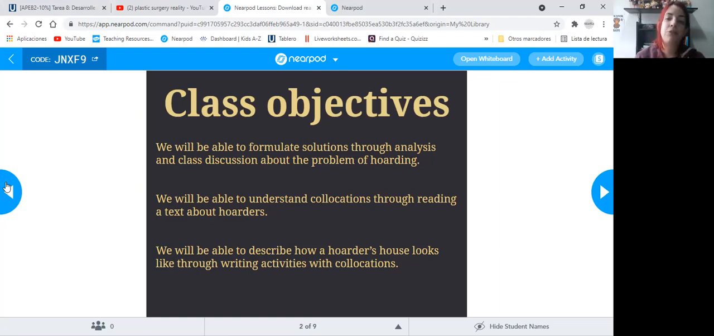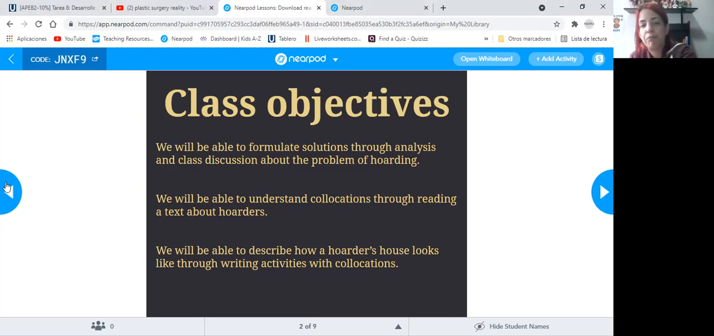We will be able to understand collocations through reading a text about hoarders. Okay, you're gonna understand what a collocation is, don't worry. You will understand, I promise. And finally, we will be able to describe how a hoarder's house looks like through writing activities with collocations.